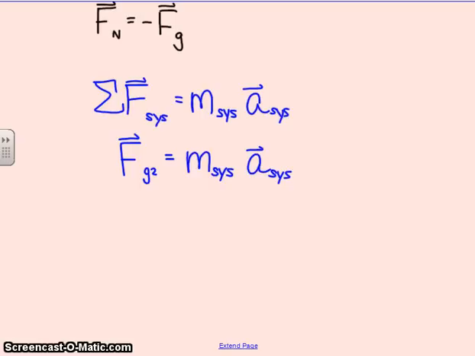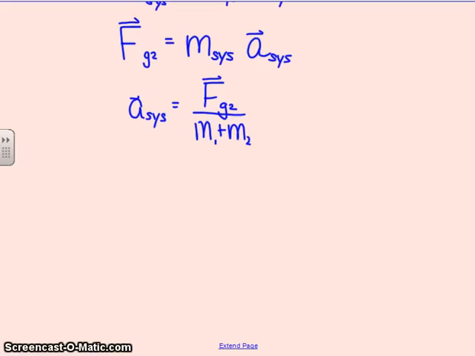The acceleration of the system is the acceleration of the two blocks. So if I want to find the acceleration of these two blocks, I divide Fg2 by the mass of the system. And the mass of the system is M1 plus M2. Remember we learned in class there's a specific equation for the force of gravity. That specific equation is mass times the gravitational acceleration.